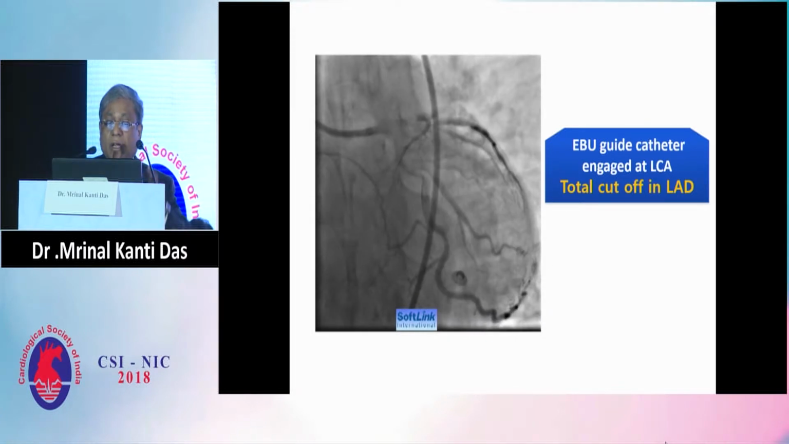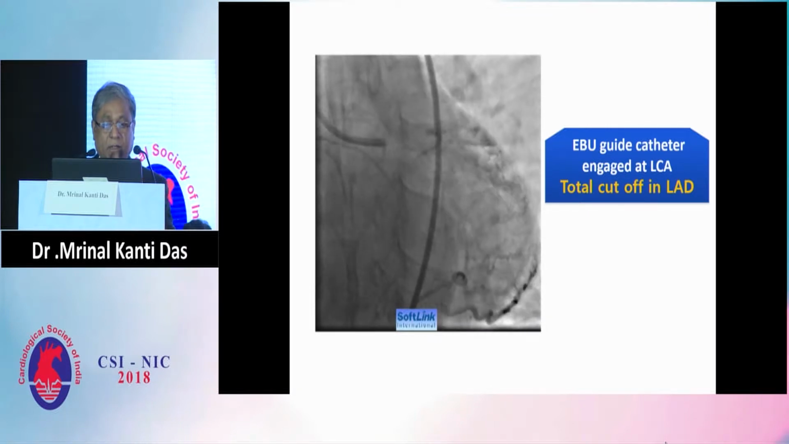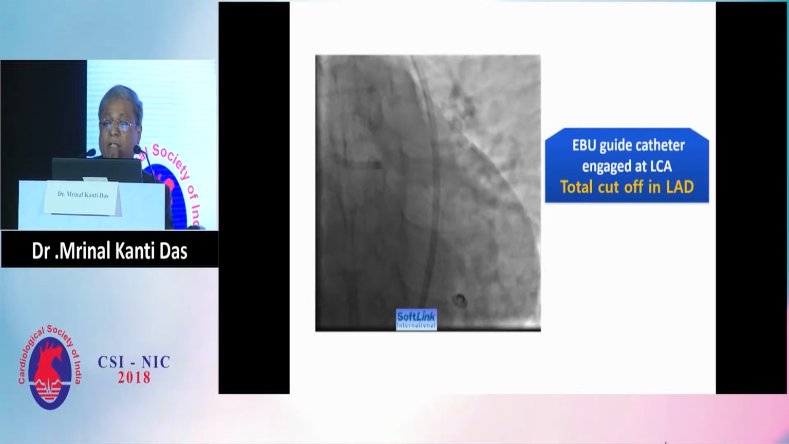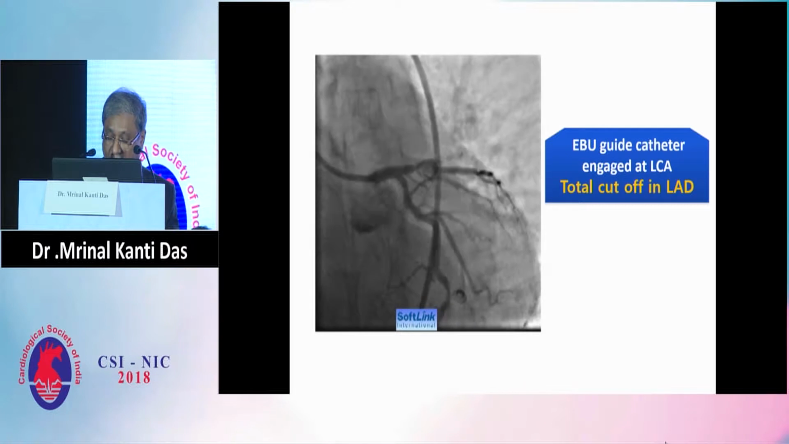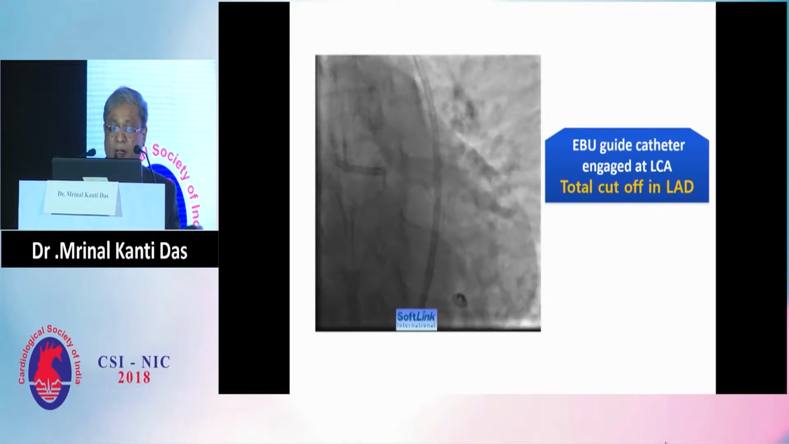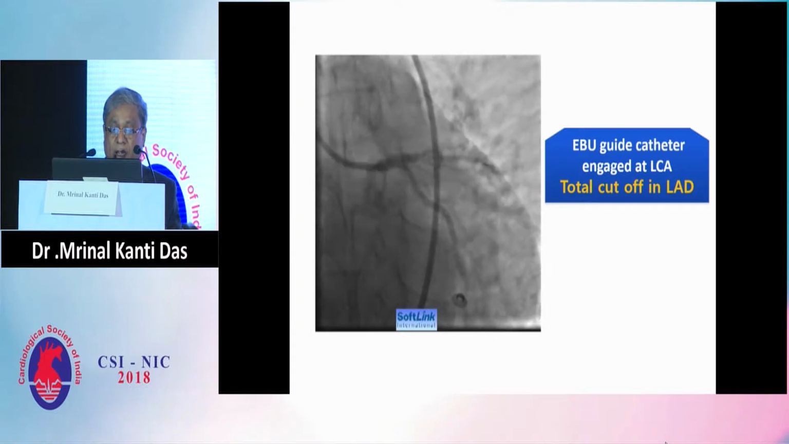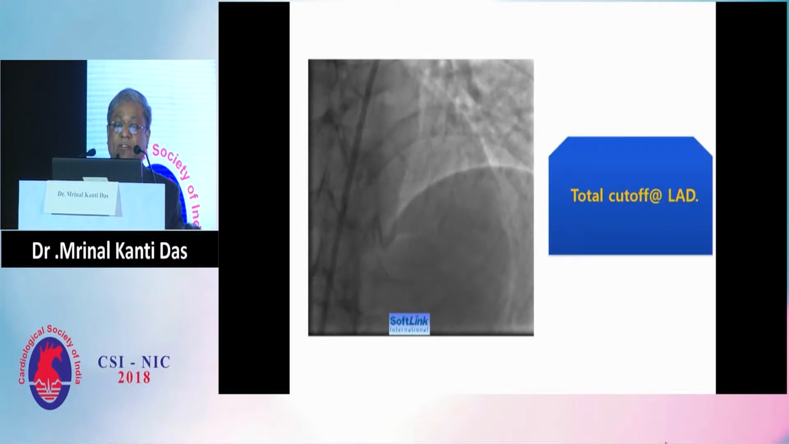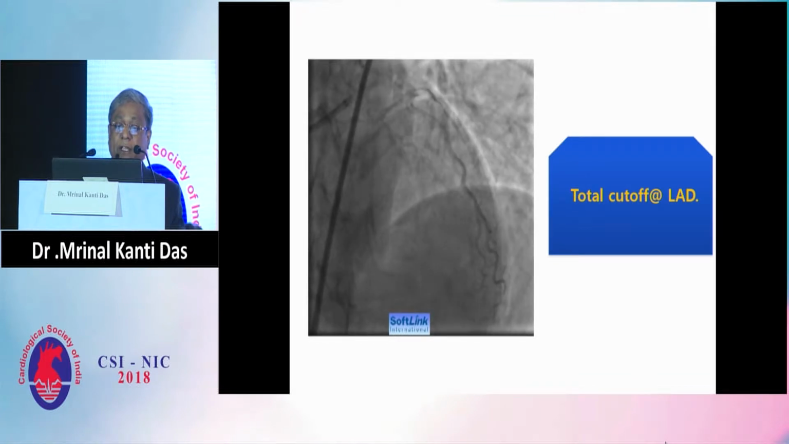So an EBU catheter was engaged. It was engaged at LCA and there was total cutoff in the LAD, and we thought that we won't go for any thrombosuction in this particular case because of the guidelines, that routine thrombosuction is rather a class 3 indication. So we wanted to dilate at different levels. We put the guide wire. So this is the total cutoff at LAD.